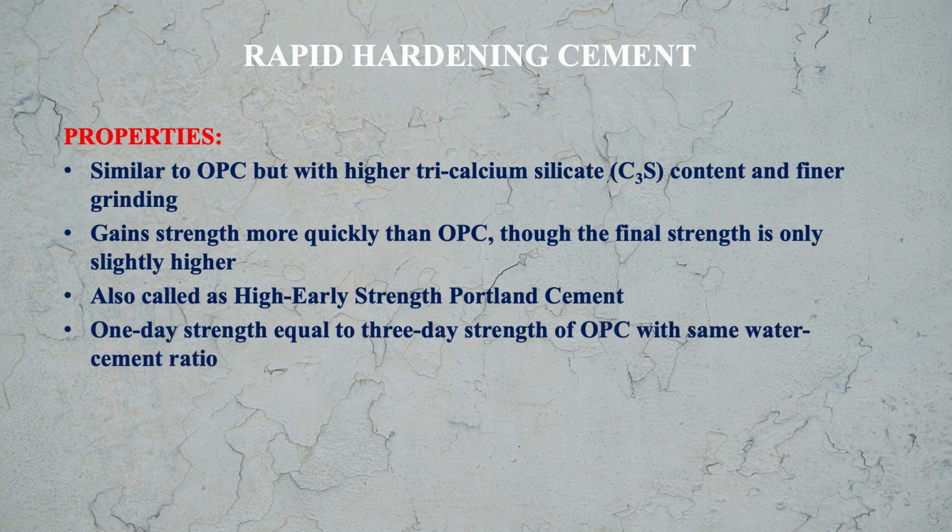1-day strength of this cement is equal to the 3-day strength of ordinary Portland cement with same water cement ratio. Means if we are using the same water cement ratio and if we compare the strength of these two cements, then rapid hardening cement will gain the same strength in 1 day in which the ordinary Portland cement gains the strength in 3 days. Also, if we compare the cost of the rapid hardening cement and ordinary Portland cement, then rapid hardening cement is 10% costlier than ordinary Portland cement.